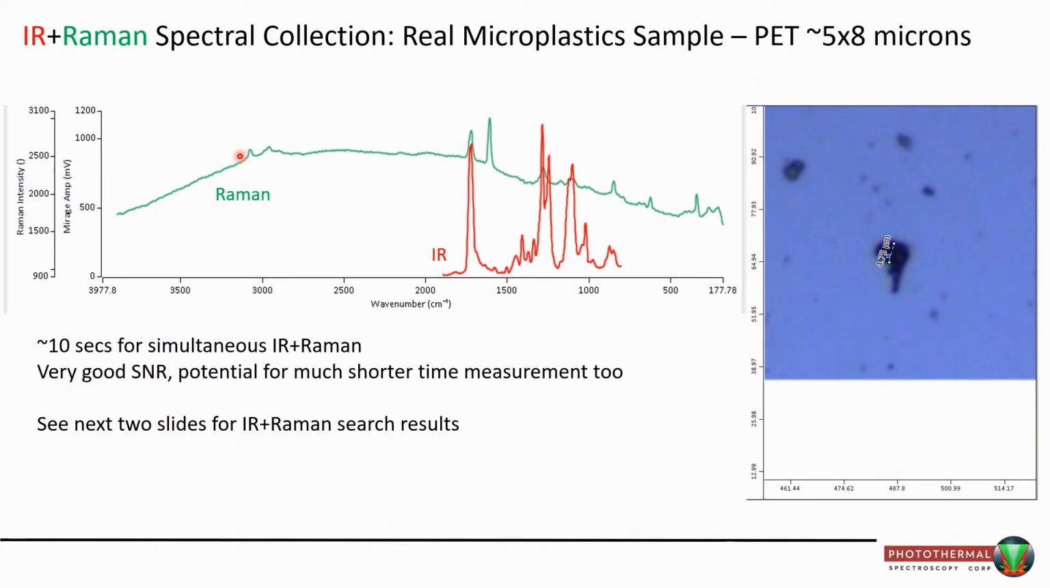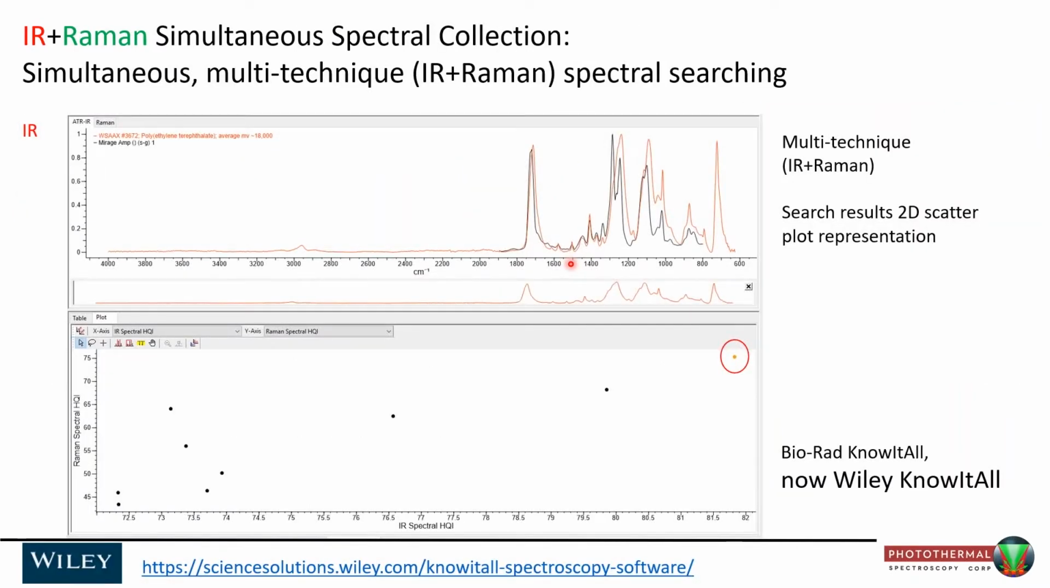A real-world example here of a microplastic. In this case, there's a little bit of fluorescence background in the Raman. The infrared, of course, is insensitive to fluorescence, so that's nice and flat. When we run that through a search engine like Wiley's KnowItAll, used to be BioRad's, but now acquired by Wiley, it worked really well because we can do the simultaneous collection, and KnowItAll from Wiley can now do the simultaneous spectral searching.